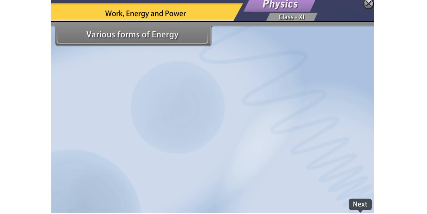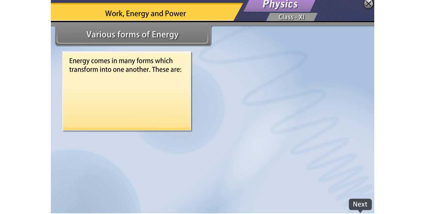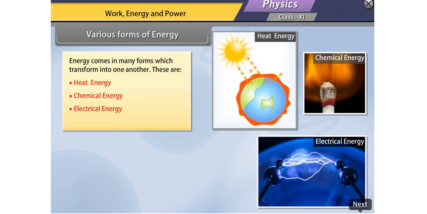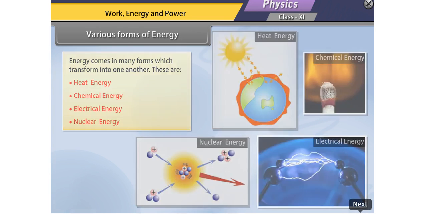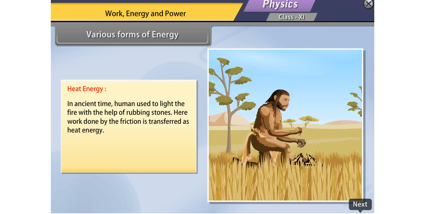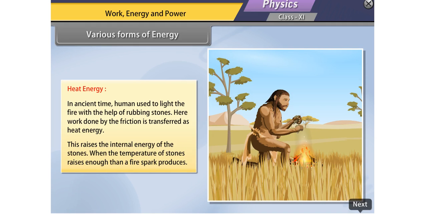Various forms of energy. Energy comes in many forms, which transform into one another. These are heat energy, chemical energy, electrical energy, and nuclear energy. Let us take an example for better understanding. In ancient times, humans used to light fire with the help of rubbing stones. Here, work done by the friction is transferred as heat energy. This raises the internal energy of the stones. When the temperature of the stones rises enough, a fire spark is produced.